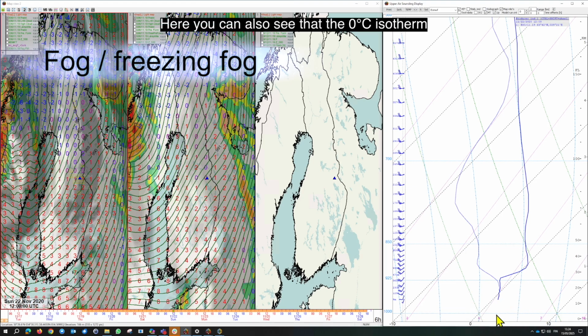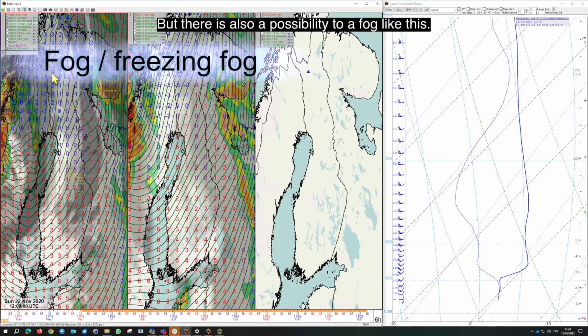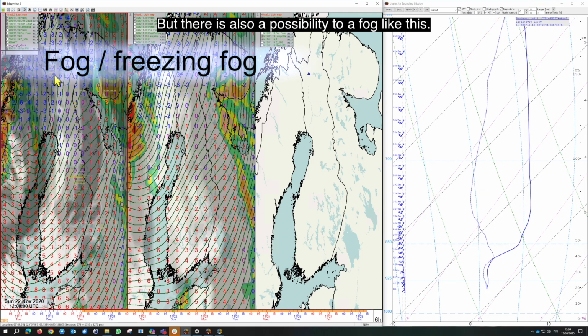Here you can also see that the zero isotherm is here, and the environmental temperature and the dew point temperature are on the positive side of that. It means that this fog is consisting of liquid water droplets, and that the 2 meter temperature is larger than 0. But there is also a possibility of a fog like this.